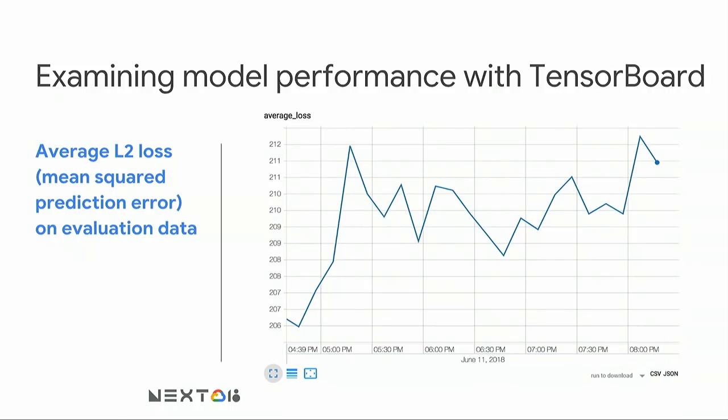And when we look at the L2 loss for evaluation data, we see that the model starts around 206 after 30 minutes of training. And then actually, you can see that loss on evaluation data increases slightly to around 210, 211.